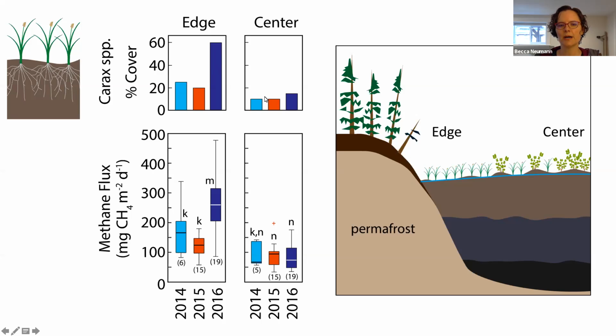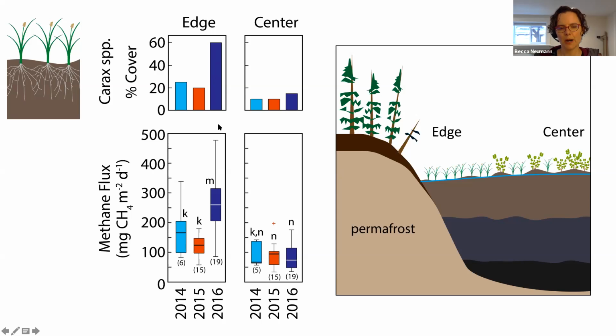In the center of the bog, we didn't see much of a response. And then obviously in the other years, even at the edge of the bog, not seeing too much of a response. Correspondingly, when we had this big increase in Carex coverage, we had a large increase in the amount of methane being emitted at the edge of the bog.